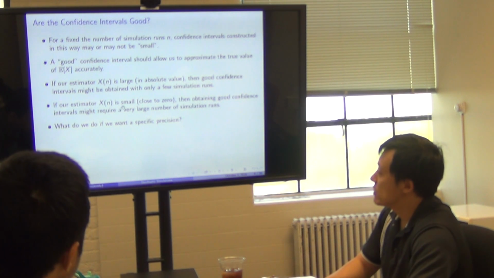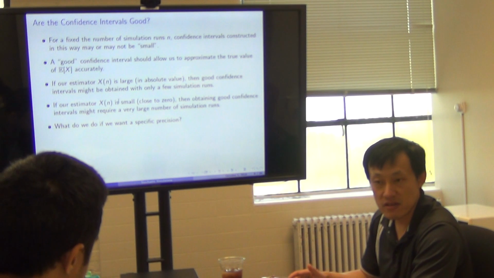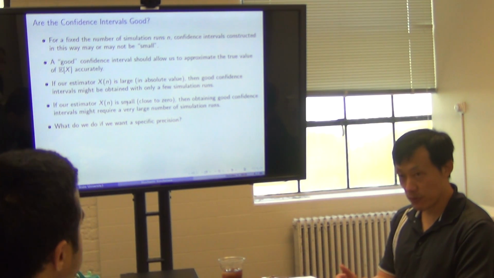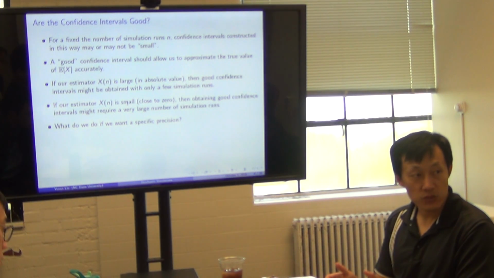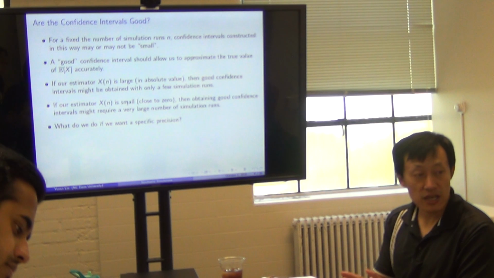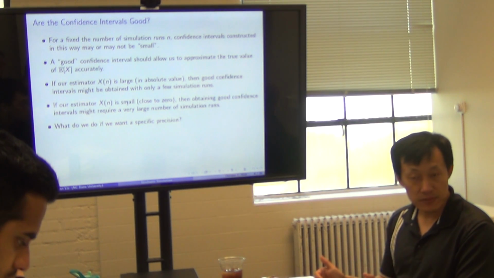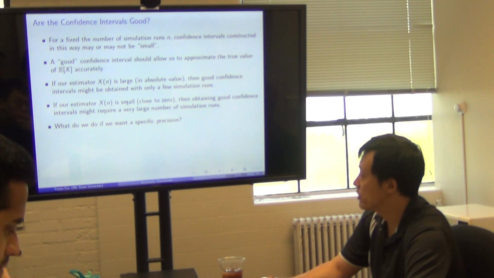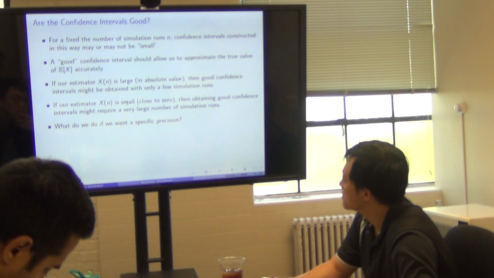But what if the estimator is small, close to 0? It's a positive random variable whose mean is very, very small. Then if you don't have enough samples, you're going to have an interval that overlaps with the negative half-line, which does not make sense, because this quantity is positive. We will talk more about this when we cover rare event simulation in the next two topics.